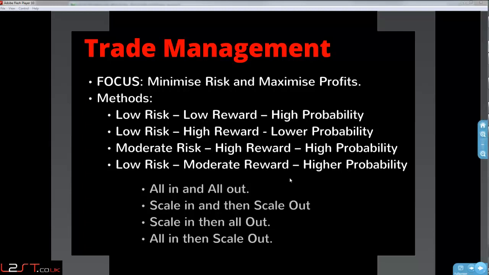So a few different methods: all in, all out, which is probably the most popular approach. And I think over the years, the scaling out method has become more popular as well amongst traders. I don't know what every trader out there does, but just going on what we hear and see. Then we have the scale in, then all out method as well, which is build a position by scaling in, and then once you get to your target, which you plan to get to, you get out. And then you have the all in and then scale out method.